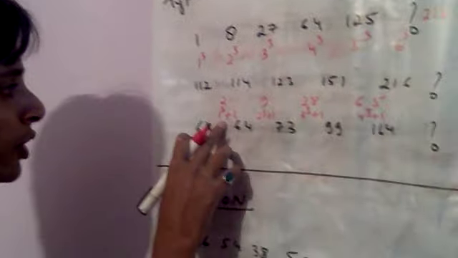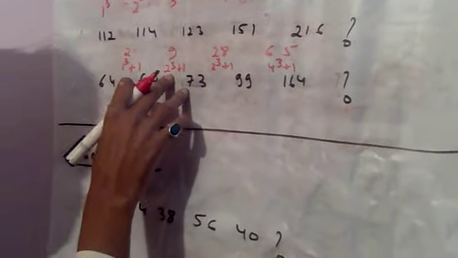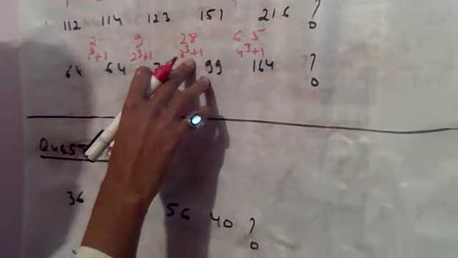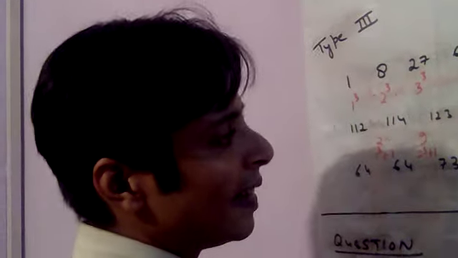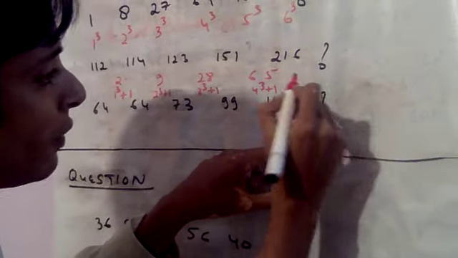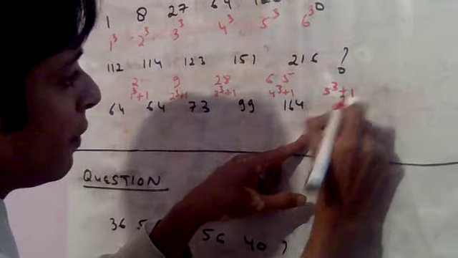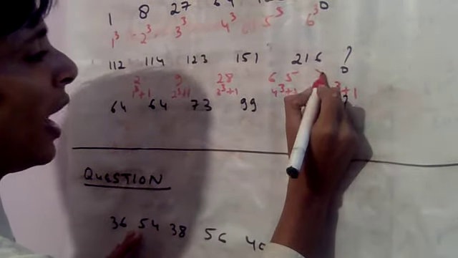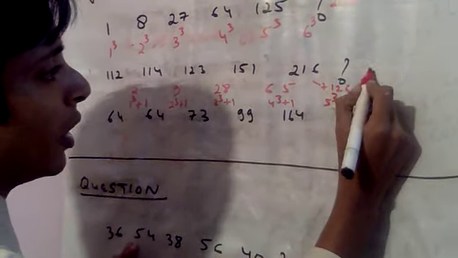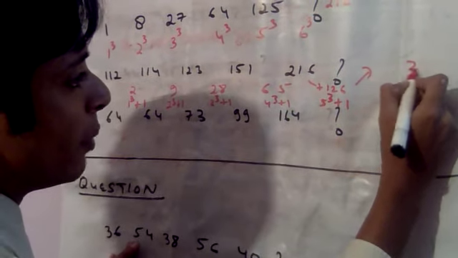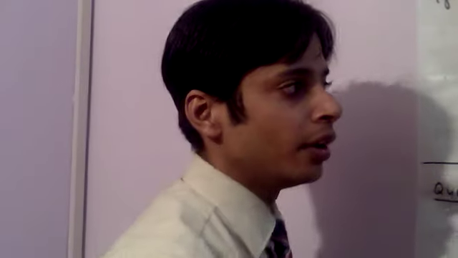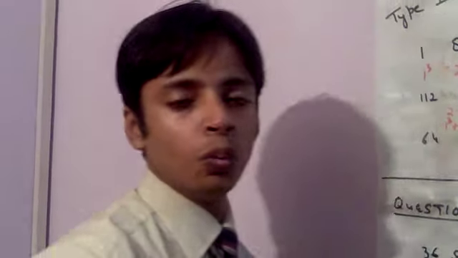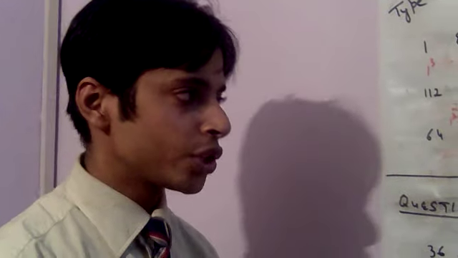So it's 1's cube, that is 1 plus 1, 2. 2's cube, that is 8 plus 1, 9. 3's cube, that is 27 plus 1, 28. 4's cube, that is 64 plus 1, 65. So next in line would be 5, and the cube of 5 would be 125 plus 1, 126. So we have to add 126 to this number, and when we add 126 to this number, we get 342. So friends, 342 would come in the place of this question mark.